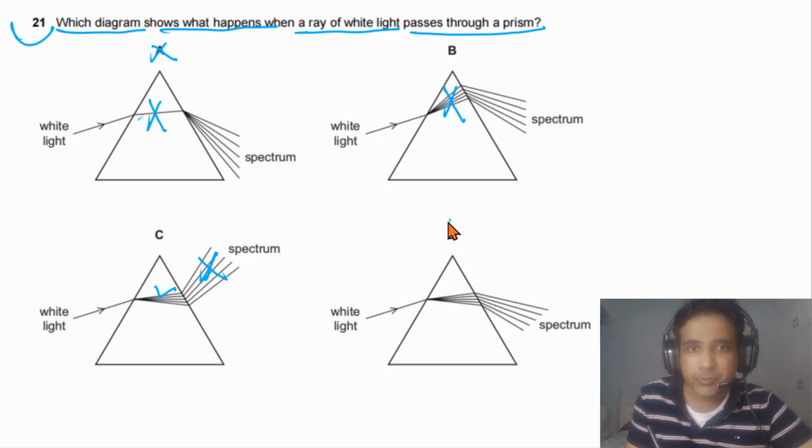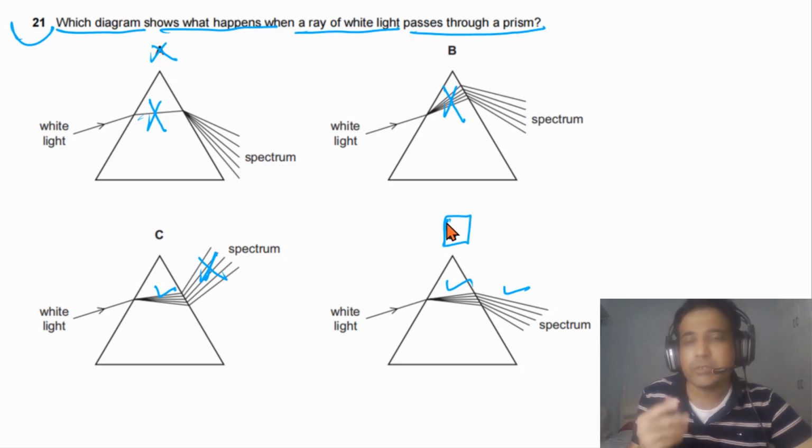If you look at option D, this part is correct, and this part is also correct. So the answer for this one is D. It's a typical question. You need to understand how light behaves when it passes through a glass prism. So the answer for this question is D.